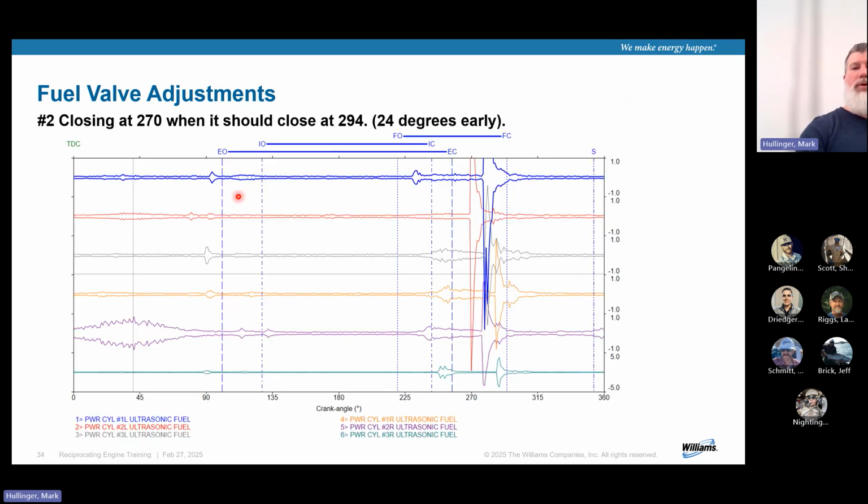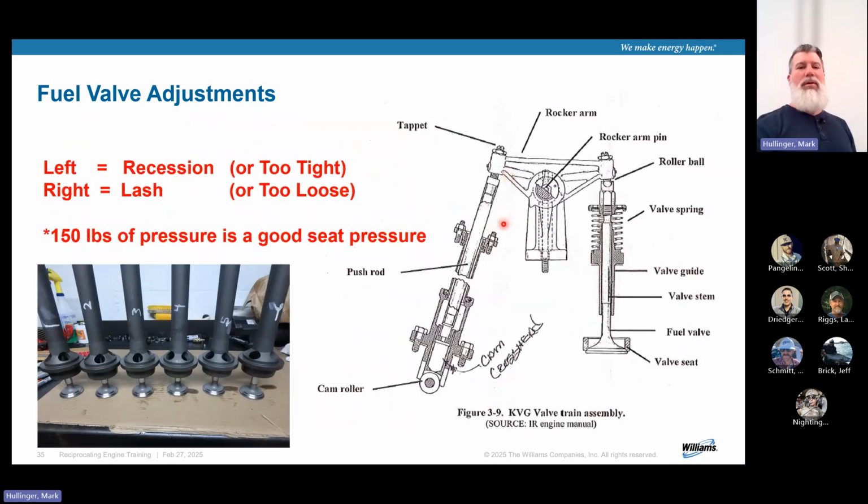If you are left of this line, so when I say this line, it's that line right there. That's when the fuel valve is supposed to close. First of all, it's closing early, which means you're getting less fuel. And less fuel means what? Well, it's fine if all the other assemblies are getting less fuel too. Not really fine, but at least you're not going to be chasing your tail. But if one of them is getting less fuel, it's not combusting as well as the others. It might be going high, might be going low. So as far as fuel valves go, if it's left of that line, that means it's recession.